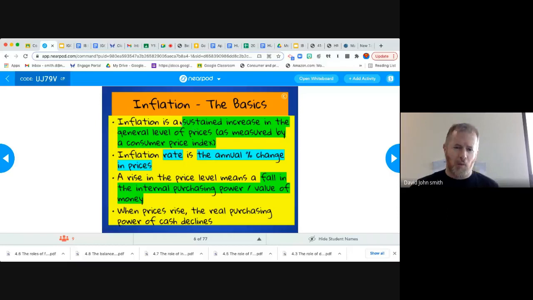Now, so we need a definition. So this is our basic, good economics definition here.